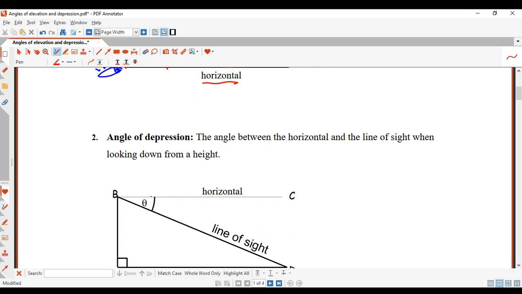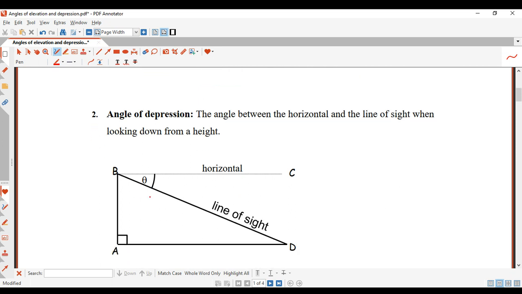Now what about the angle of depression? Well, just imagine this time you're on top of a roof or a cliff or something. Just say it's a cliff. Just say your eye is here. Here's your eye. Eyelashes. There we go. This time your line of sight is looking down along the hypotenuse. That's your line of sight.